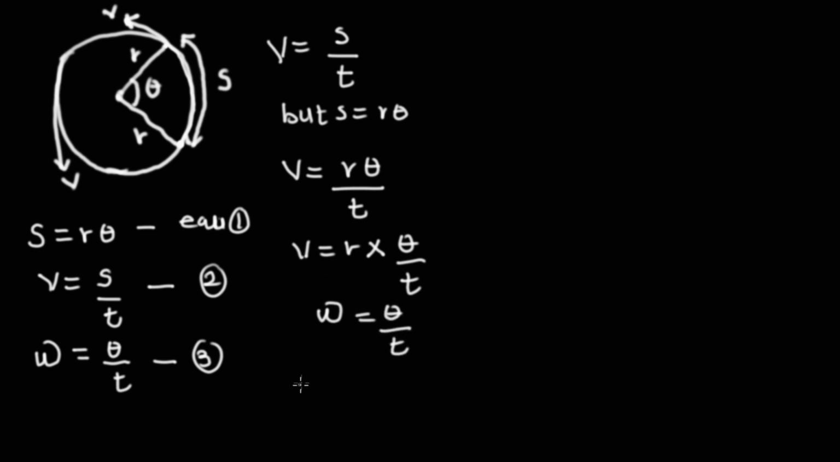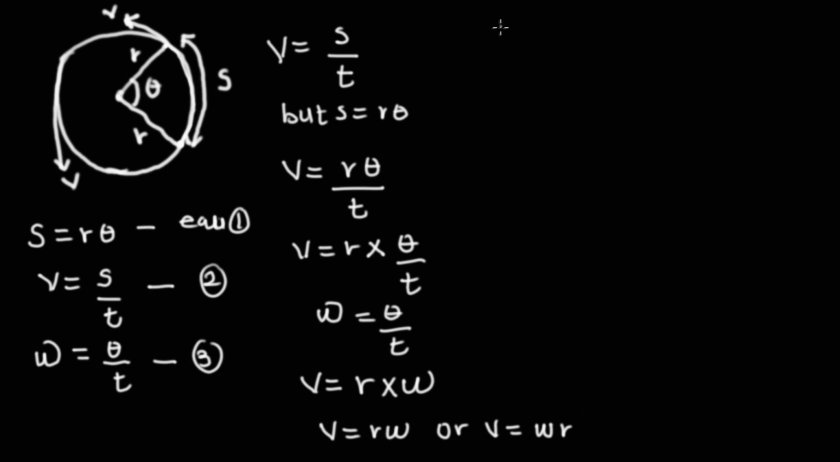So, from here, v equals r multiplied by, where we see theta over time, we put w. Then we get the equation v equals r w, or you can write it as v equals w r. Whichever one you want to write is the same thing. You can easily interchange them. Whichever one you are convenient with, you go ahead with.